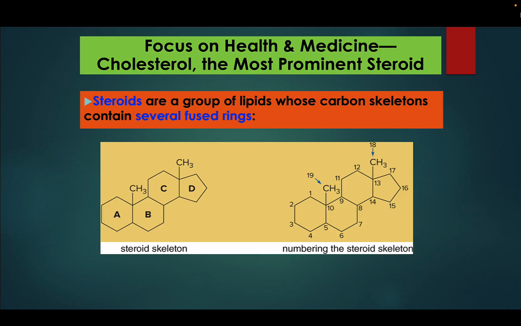To wrap up Module 8, we're going to look at cholesterol, the most prominent steroid. Steroids are a class of lipids whose carbon skeletons are made up of fused rings. Here's an example of how we can still number the carbons on a steroid molecule. We can imagine that it's a long fatty acid chain that's bent around. This illustrates that it's not all that different from a fatty acid chain, but knowing the exact process of how this works isn't totally important, just that this is a class of lipids.